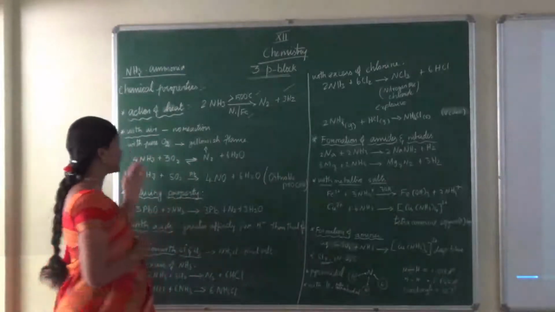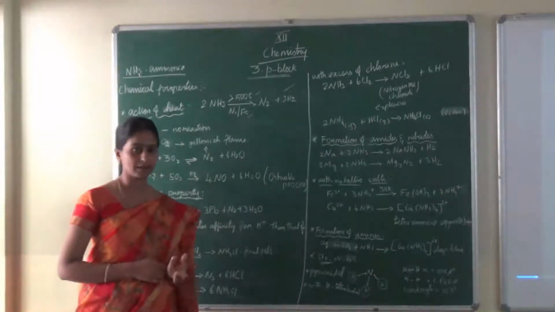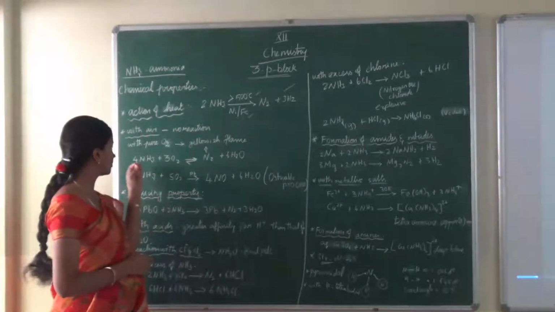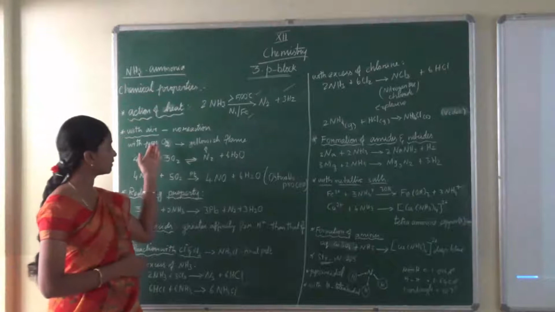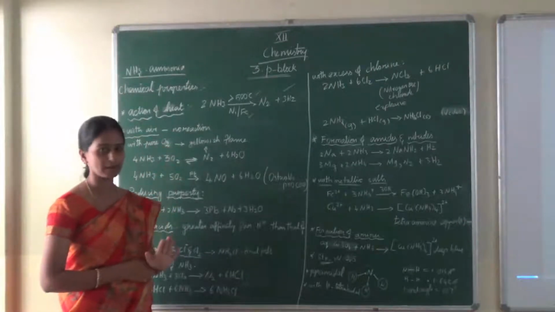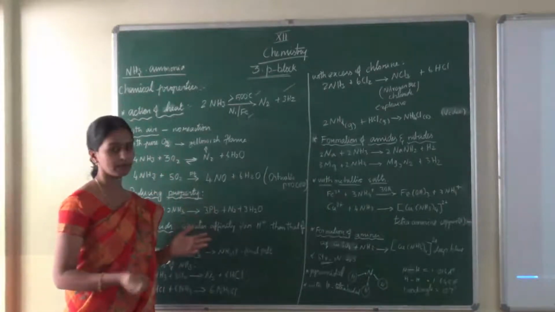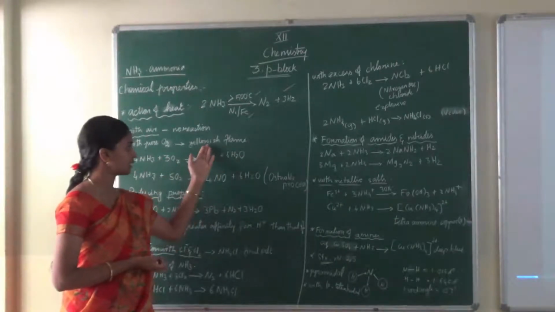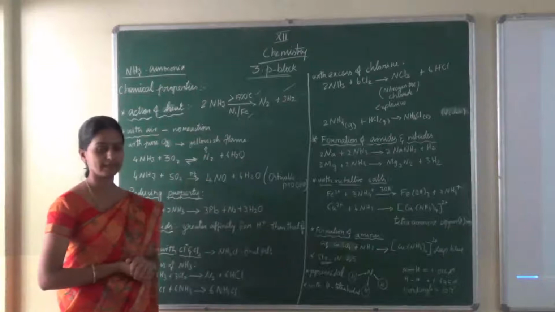The next one, reaction with air. With pure air, the ammonia does not react. But when we keep this ammonia in contact with oxygen only, it will start to react and it will produce a yellowish flame. That yellowish flame is nothing but nitrogen gas.